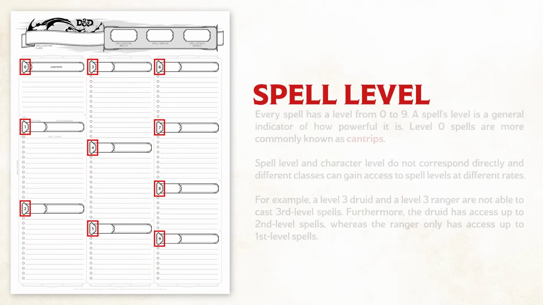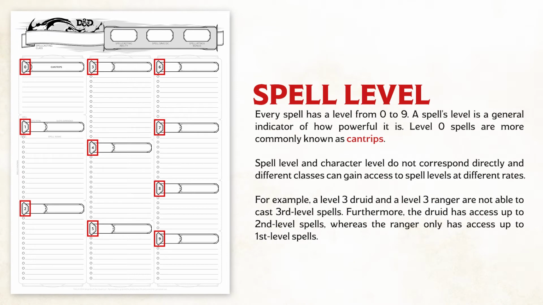Spell level. Every spell has a level from 0 to 9. A spell's level is a general indicator of how powerful it is. Level 0 spells are more commonly known as cantrips. Spell level and character level do not correspond directly, and different classes can gain access to spell levels at different rates. For example, a level 3 druid and a level 3 ranger are not able to cast 3rd level spells. Furthermore, the druid has access up to 2nd level spells, whereas the ranger only has access up to 1st level spells.